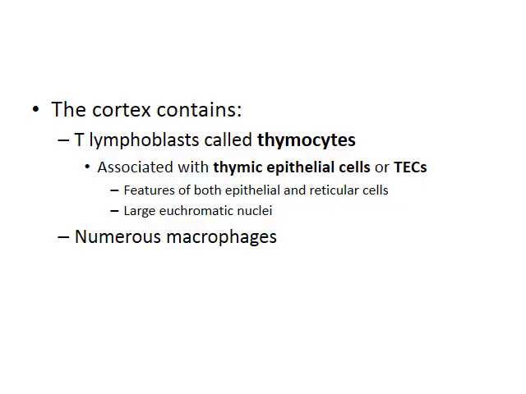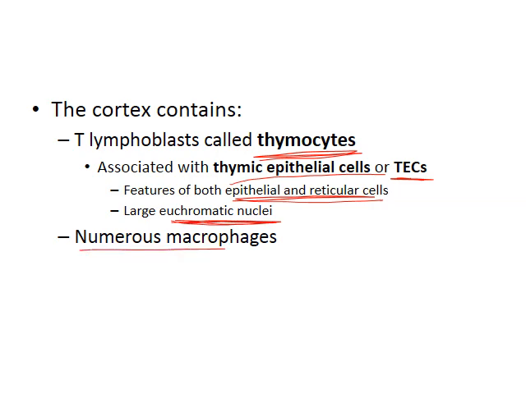So the cortex is going to contain our T lymphoblasts called thymocytes, and these guys are going to be associated with thymic epithelial cells, or TECs. These have features of both epithelial and reticular cells, and they have very large euchromatic nuclei. And additionally, there will be multiple macrophages in this area.